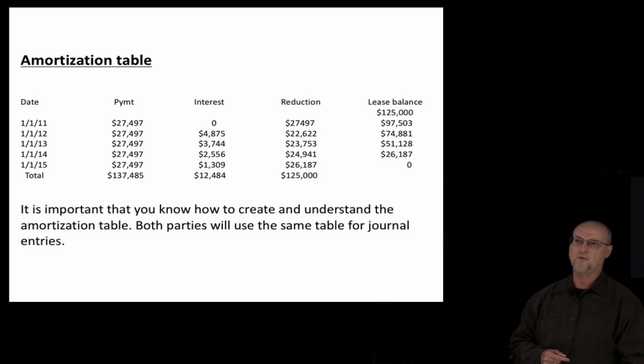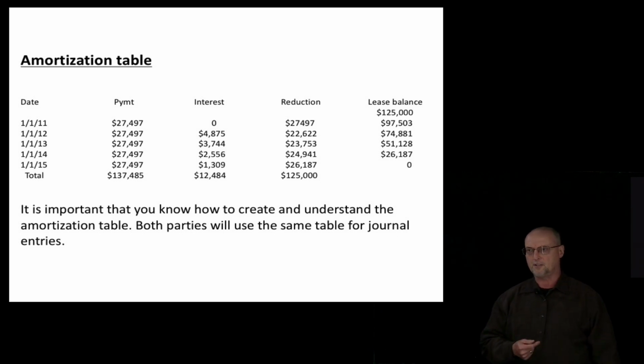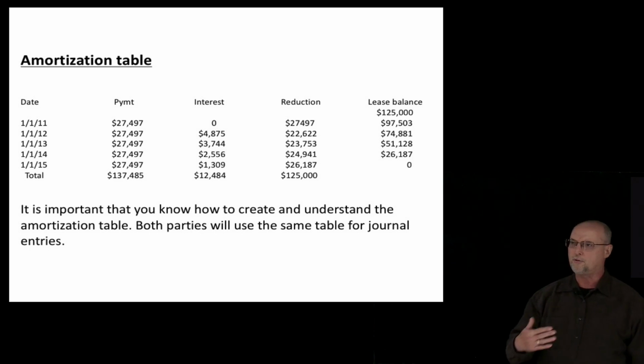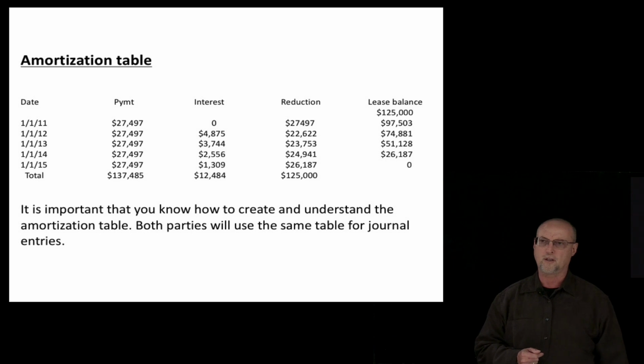$97,503 minus $22,622 leaves an outstanding balance of $74,881. So for the remainder of this lease, both lessee and lessor are going to go through a similar set of calculations. Let's just walk through one more, and then we'll look at the journal entries.